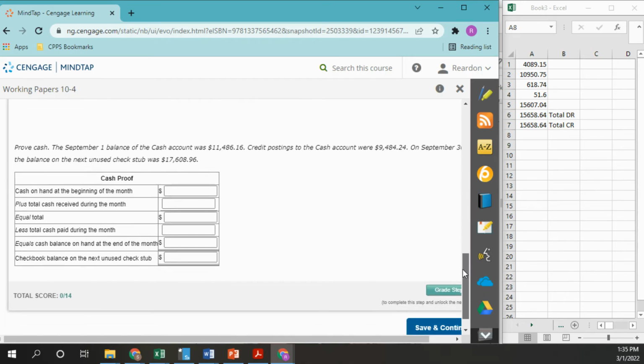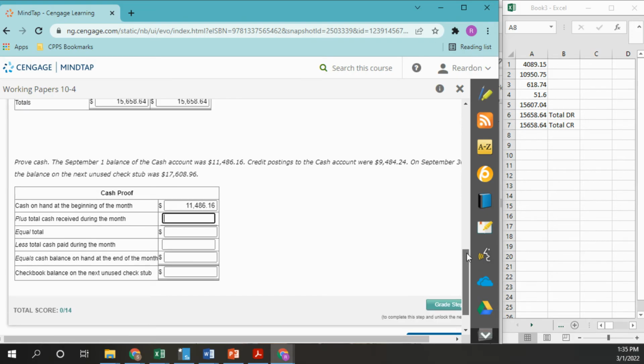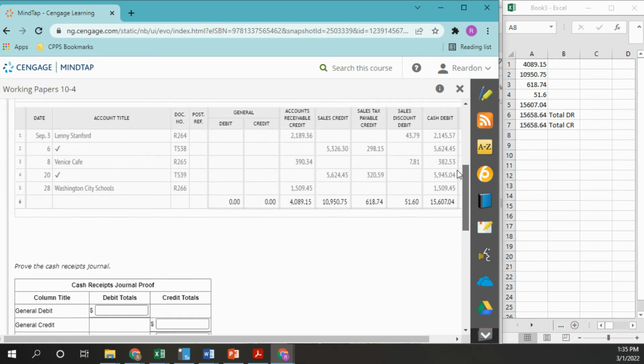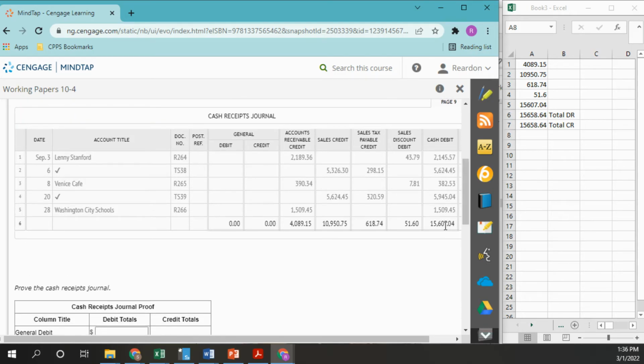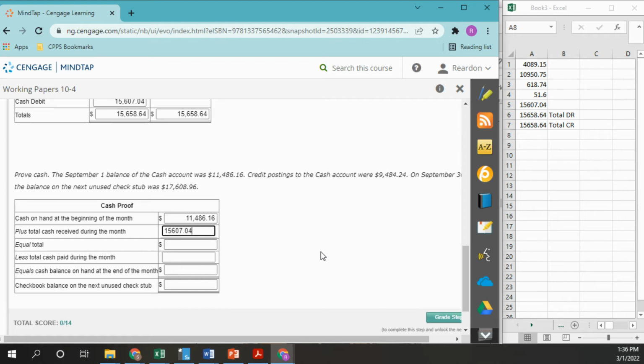Now I'm going to prove cash. Cash on hand at the beginning of the month, what gives me that? 11,486.16. How much was my cash received in my sales journal? 15,607.04 was my increase to cash. I'm going to do a subtotal here: 11,486.16 plus 15,607.04. And again, I don't really know how to describe that other than it's a subtotal.